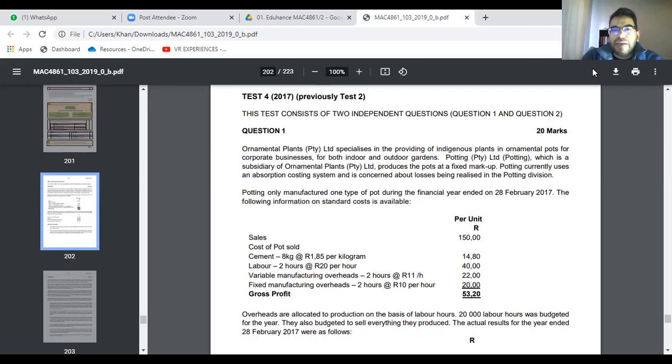Remember, I always tell you when it comes to costing, you want to identify 3 things, whether it's budget or actual. Budget, standard, same thing. Whether you're dealing with a year, a quarter, a month, and then the date. So as you can see, we're dealing with standard, which is kind of budget. We're dealing with a year, and we're dealing with 28 February 2017.